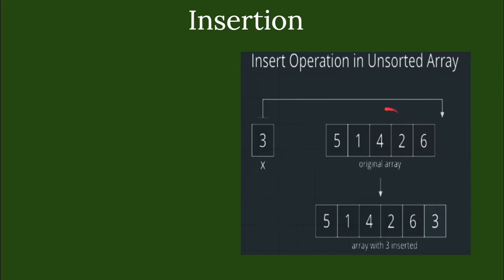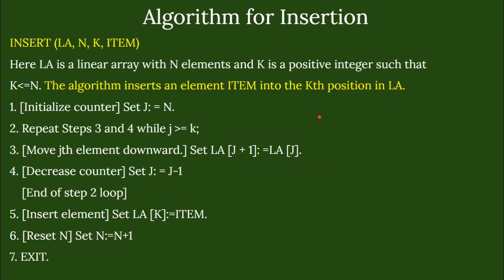Now j is equal to j minus 1, because we have incremented the counter by shifting into the next position. So we are decrementing by 1 in order to make the space in between 1 and 4, so in that place we can insert 3. That is done by this equation: LA[k] is equal to item. That is the line that does the inserting operation into the array.